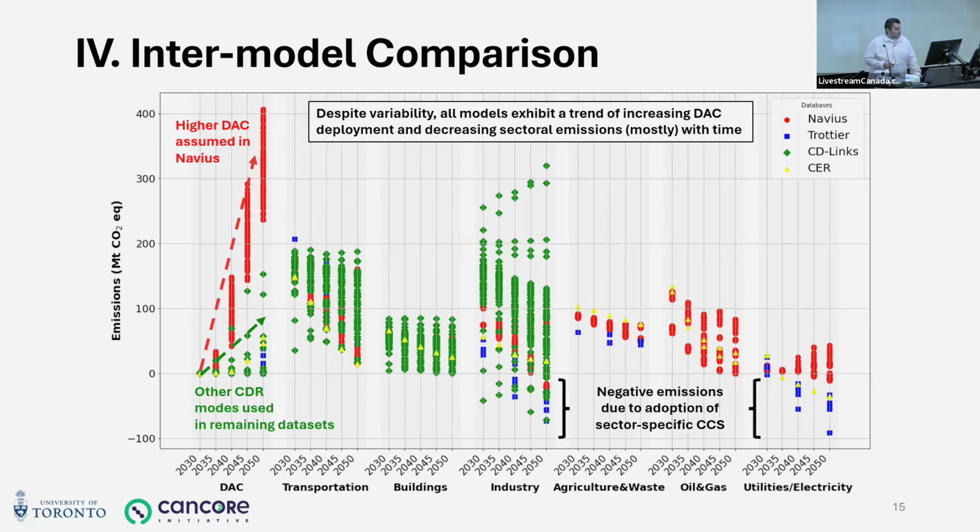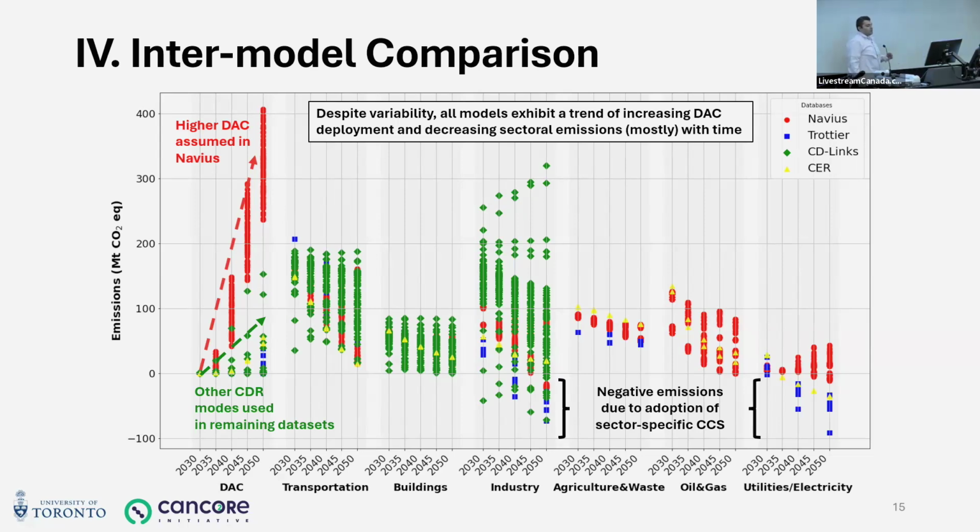This figure presents absolute sectoral emissions and DAC sequestration in 5-year intervals from 2030 to 2050. The results show large variability in both emissions and CDR deployment. Navius tends to assume higher DAC availability. You can see that in the very first slab, starting around 2040, while CD-Link, CER, and Trottier rely more on land use or BECCS. Multiple models exhibit negative sectoral emissions in some cases due to the adoption of sector-specific CCS.